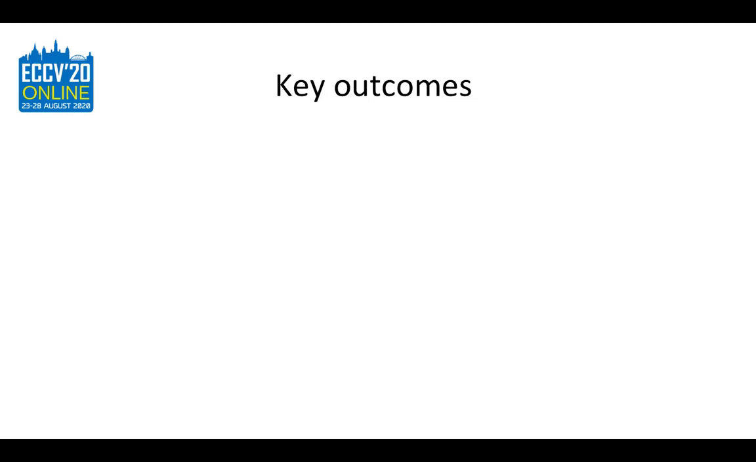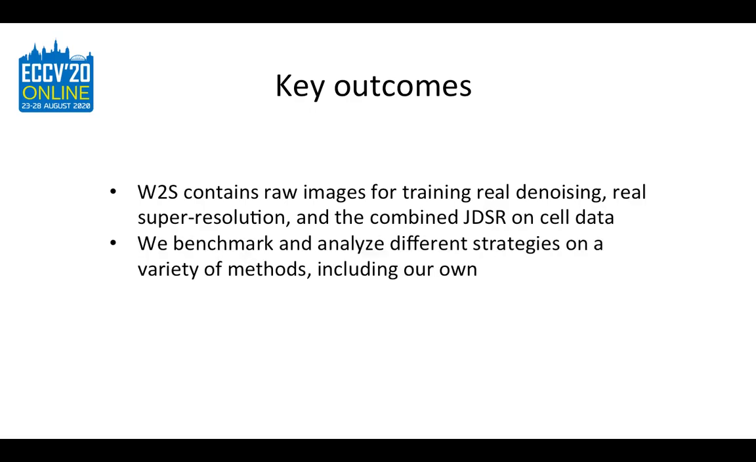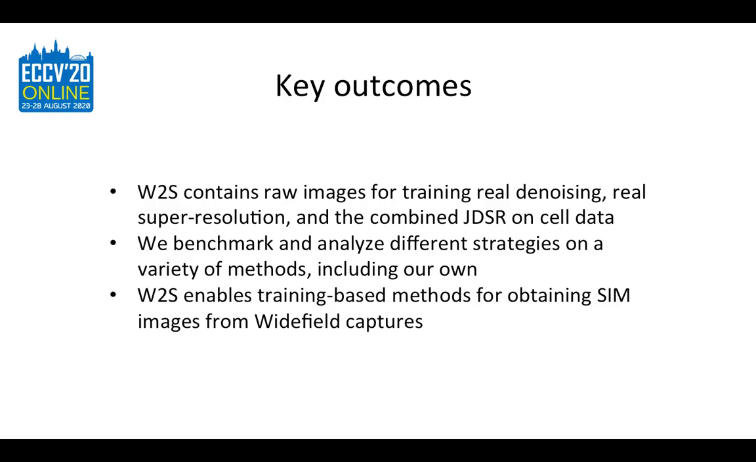In summary, W2S contains raw images for training real denoising, real super-resolution, and the combined joint denoising and super-resolution on cell data. We benchmark and analyze different strategies on a variety of methods, including our own, and W2S enables training-based methods for obtaining structured illumination images from wide field captures.